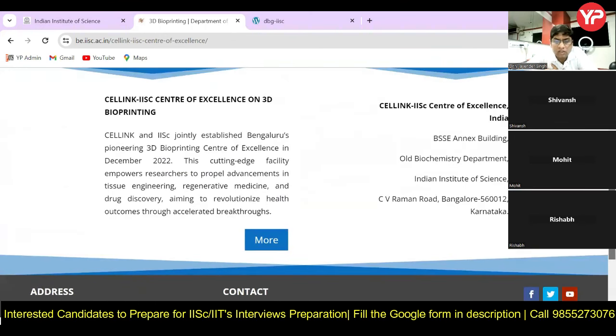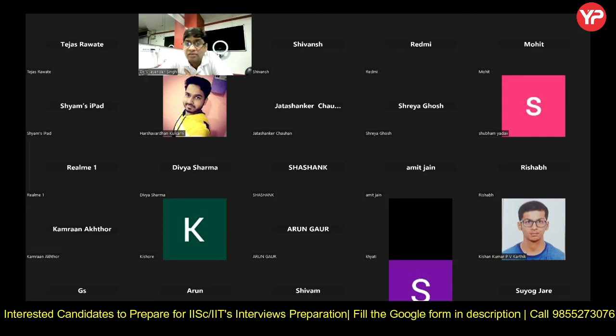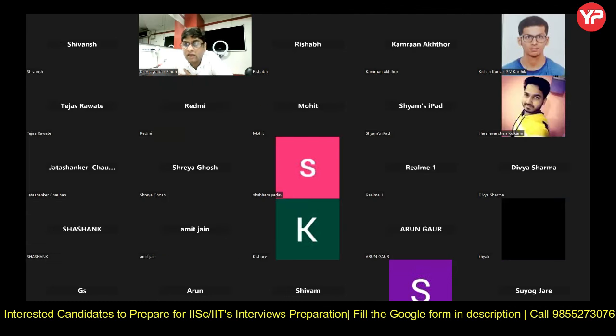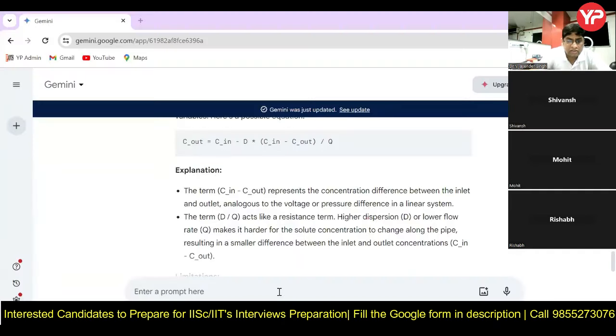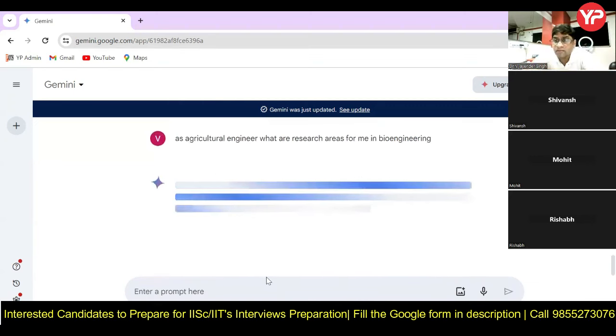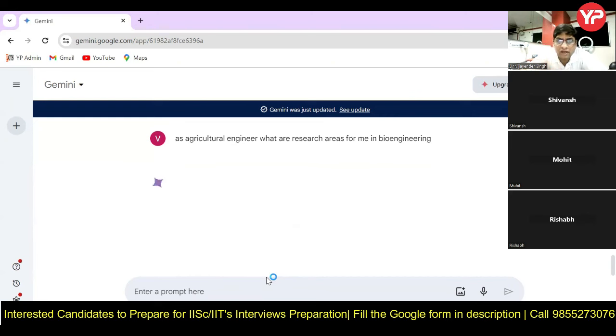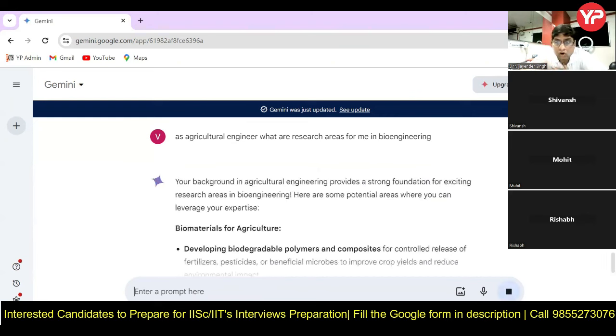When you link it, there is one more thing, friends, I want to share with you. I went to Gemini, ChatGPT, Gemini. These are some of the artificial intelligence tools which help us to understand a couple of things. Now, let's say I write: as an agricultural engineer, what are the research areas for me in bioengineering? You type it in Gemini or ChatGPT or any internet source, and you get a little bit of an idea.